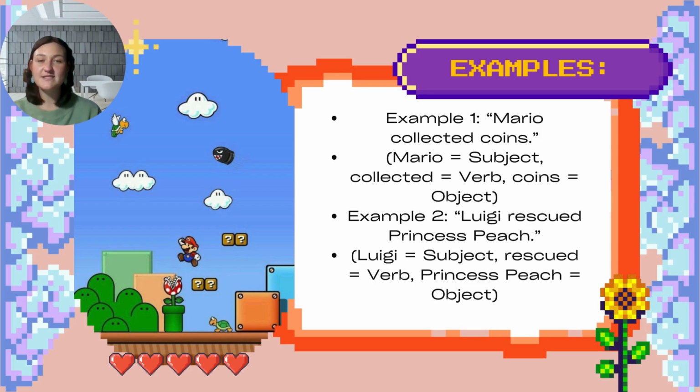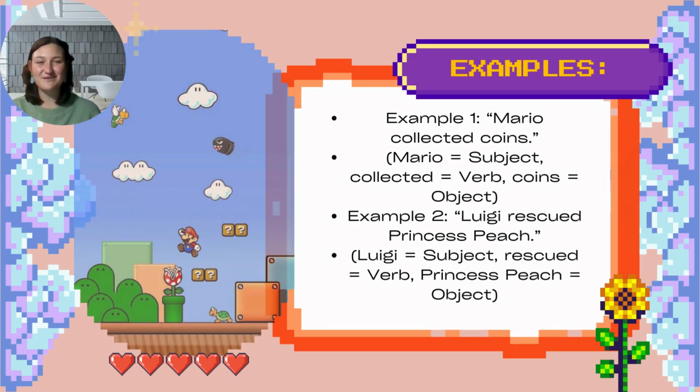Luigi rescued Princess Peach. Luigi is our subject, rescued is our verb, and Princess Peach is our object. Now that we have mastered active voice, it's time to switch game modes and talk about its stealthy counterpart, passive voice. Ready? Let's move on to level 2.